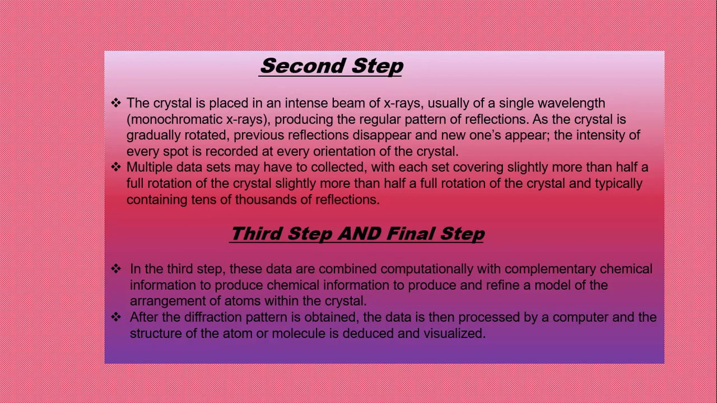And next is the third step and the final step. In the third and final step, these data are combined computationally with complementary chemical information to produce and refine a model of the arrangement of atoms within the crystal. After the diffraction pattern is obtained, the data is then processed by a computer and the structure of the atom or molecule is deduced and visualized.